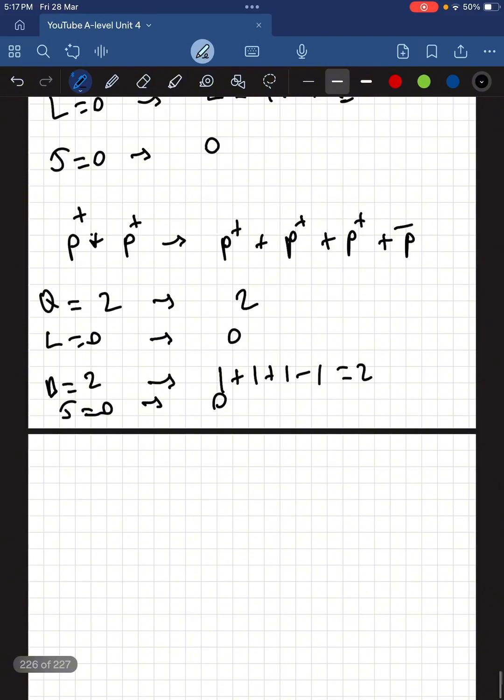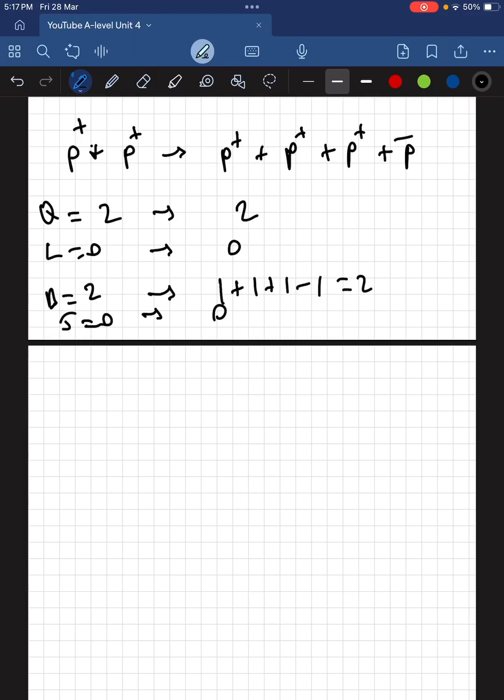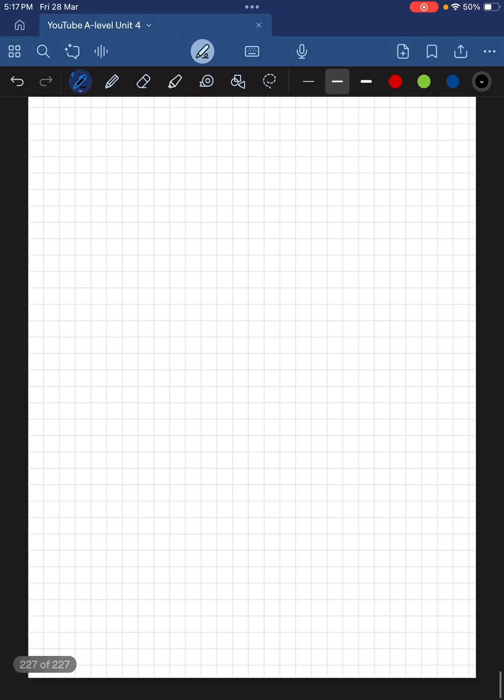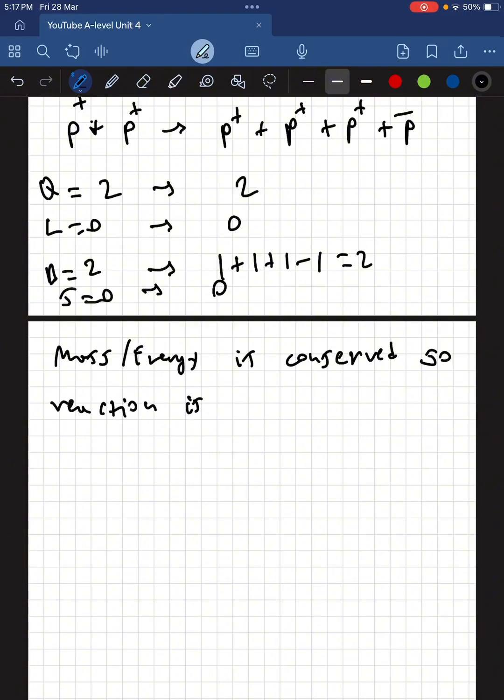But this seemingly violates the conservation of energy. But remember, when particles move with relativistic speeds, their mass increases. So this is an example of mass energy conservation because energy corresponds to mass. And when particles move at really, really high speeds, they gain mass, so they have more energy. So this reaction can proceed. So mass energy is conserved. So this is a possible reaction. The reaction is feasible. Okay, it can happen.